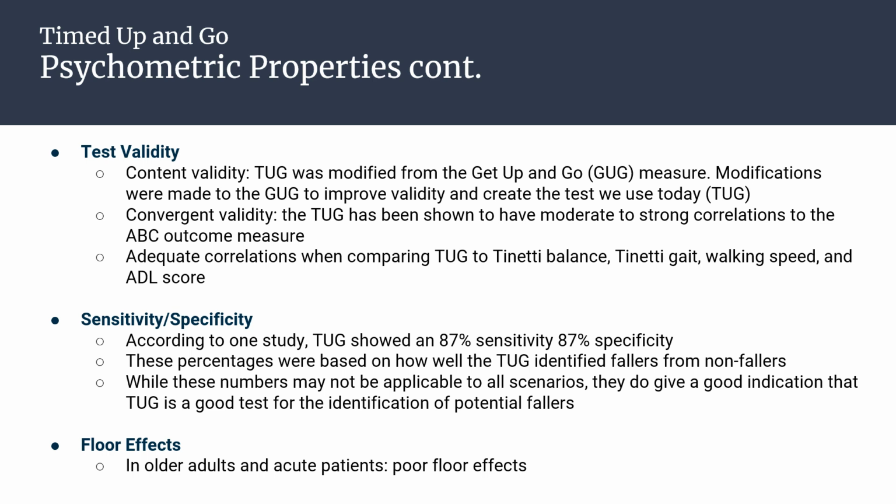For sensitivity and specificity, according to one study, TUG showed an 87% sensitivity and an 87% specificity. These percentages were based on how well the TUG identified fallers from non-fallers. While these numbers may not be applicable to all scenarios, they do give a good indication that TUG is a good test for the identification of potential fallers. For floor effects, in older adults and acute patients, there are poor floor effects.